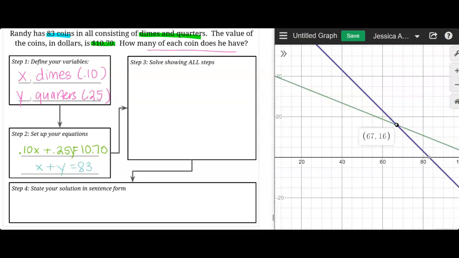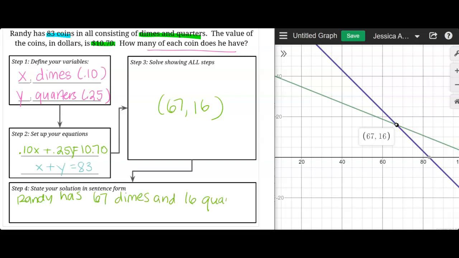Finding the intersection point, I see that it's 67, 16. So Randy has 67 dimes and 16 quarters. So again, it's good to define your variables so that when you get to your final answer, you know which one is which, because that's important.